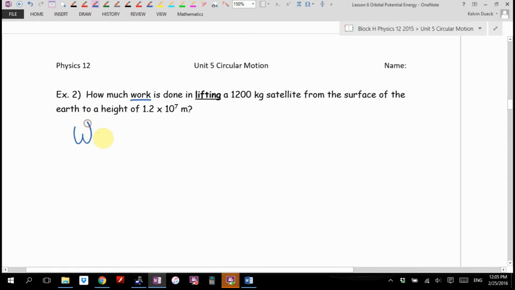Why can't I go, the work is going to be the force times the distance, where this force is gravity? It's changing. The further I go from Earth, the weaker gravity's getting. This equation only worked for a constant force. Work was also the area under a force versus distance graph. Do you see a graph anywhere in this question?